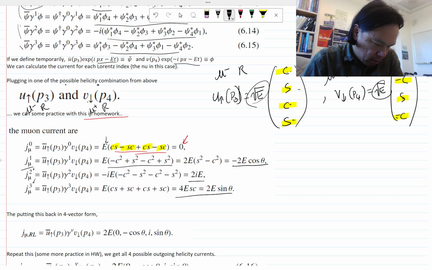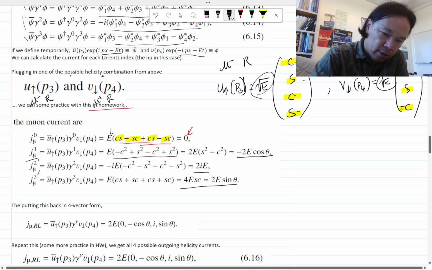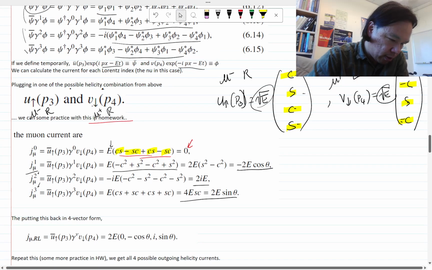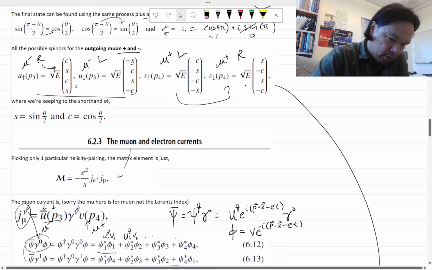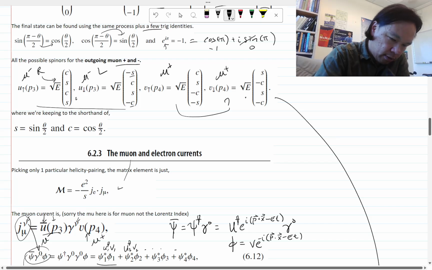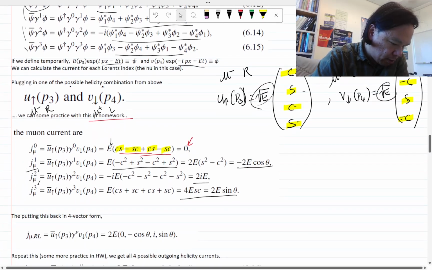Let's see. Oh, yeah. No, I didn't label them wrong. Sorry about that. I think I uncorrected myself. These are the left-handed antiparticles. Always get these signs flipped. RL. Yeah. Sorry about that.